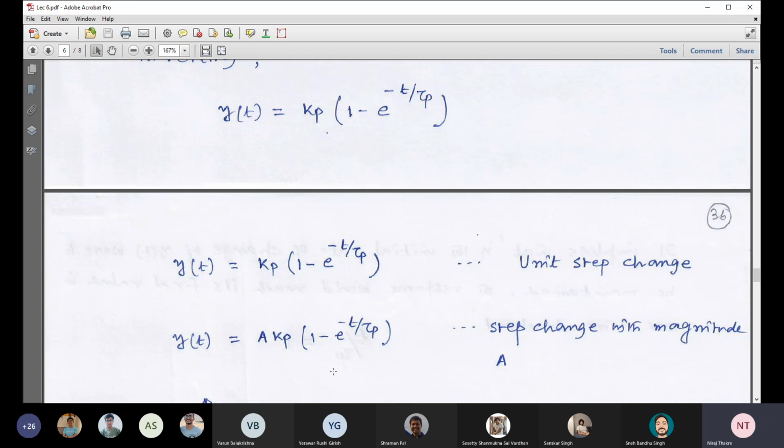I repeat my question, if t by tau p is considered 1 in this equation, then what is the value of y divided by A Kp we obtain? Anyone can tell? 0.632.